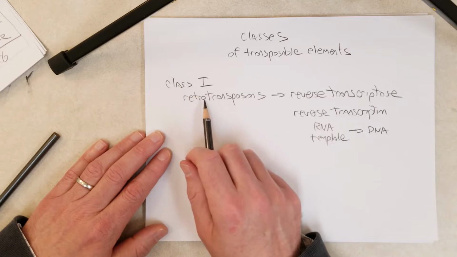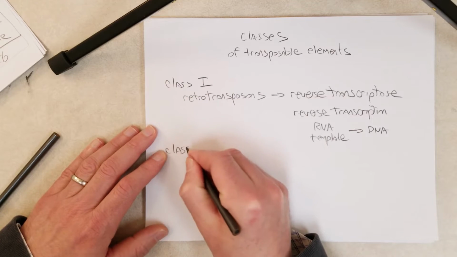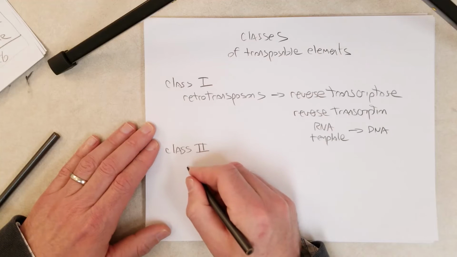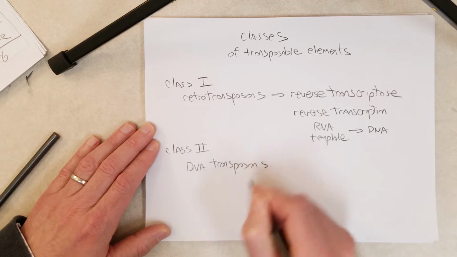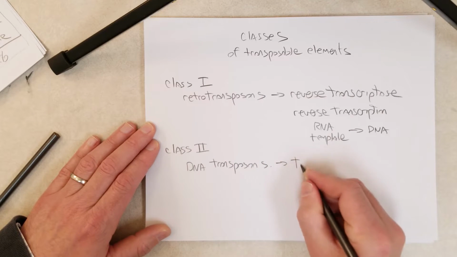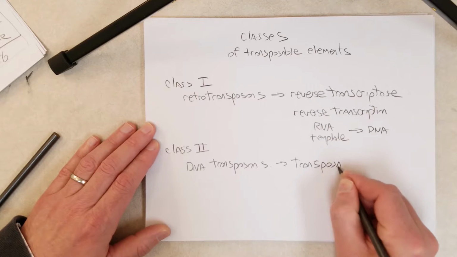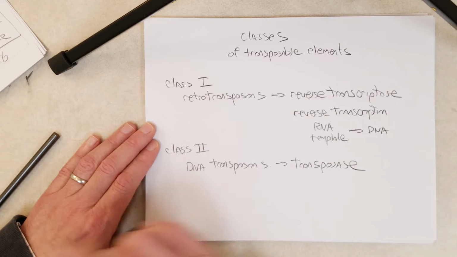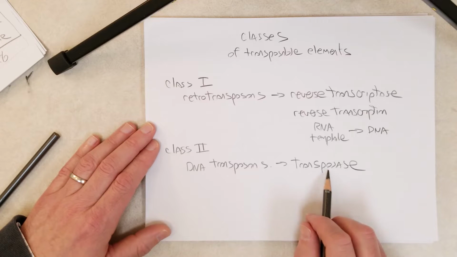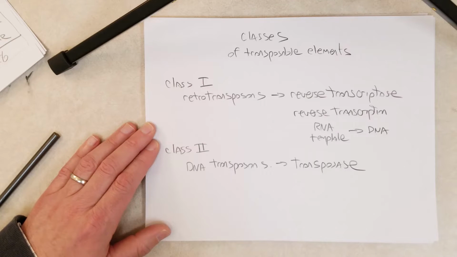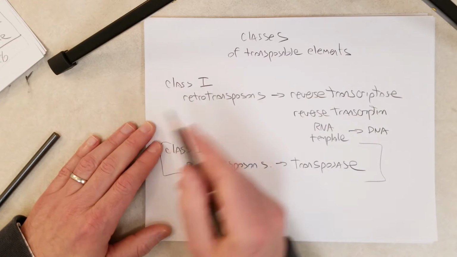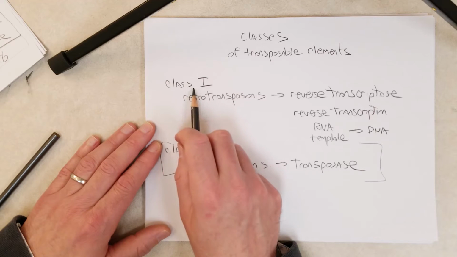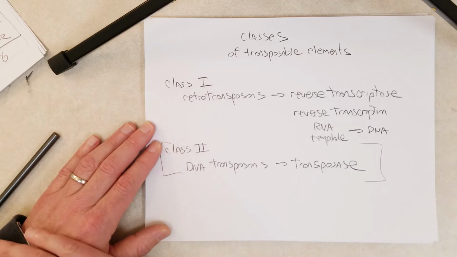So retrotransposons make up class 1 transposons. Class 2 are the DNA transposons, and they use an enzyme called transposase to move to new locations of a genome. We are not going to talk about class 2 transposable elements. We're going to focus on class 1, and specifically on a specific subclass of retrotransposons.